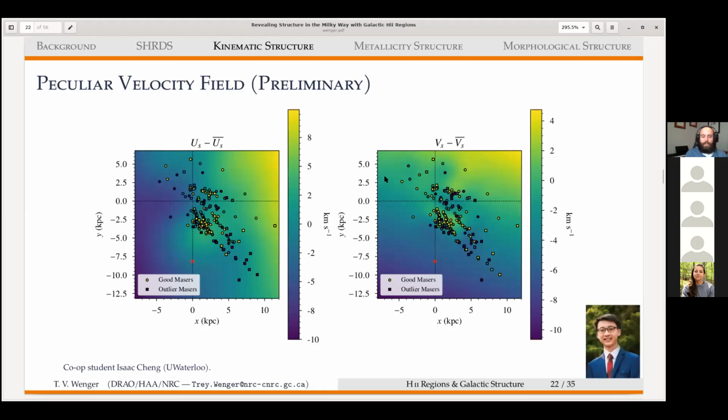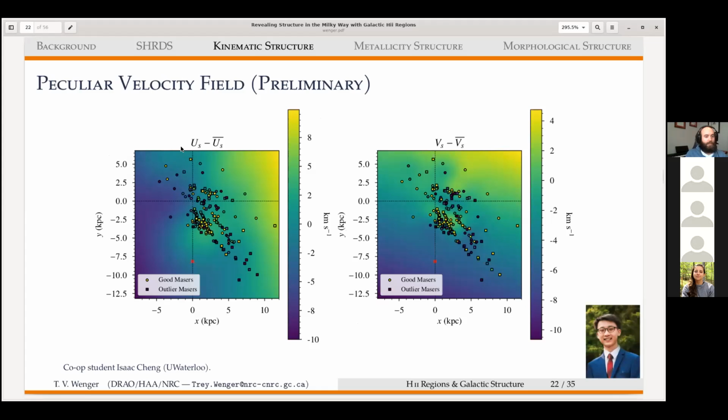So right now I have a student, Isaac Cheng from the University of Waterloo, who's working with me on this project. Just a couple of days ago, he generated these fantastic plots that show an interpolation of the peculiar motions of these maser sources across the galactic plane. So the left panel here is the peculiar motion in the radial direction.